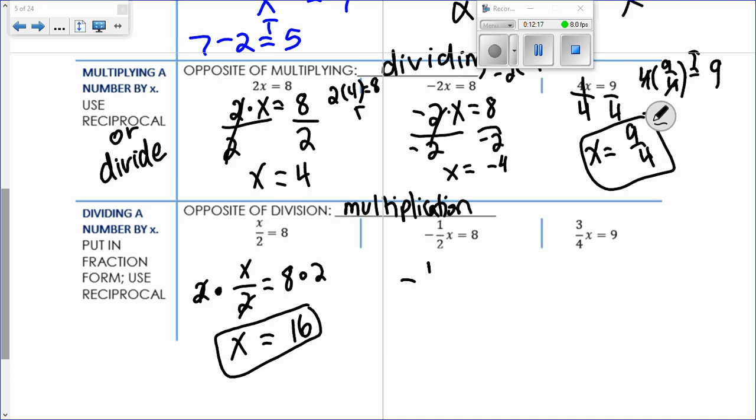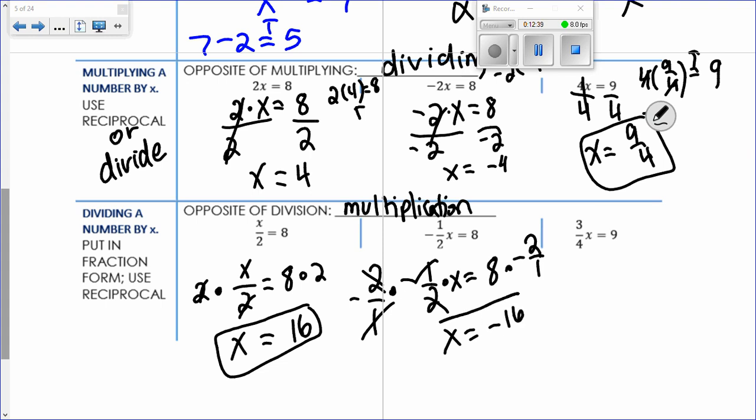For the next one, negative 1/2 times x equals 8. You're multiplying by the reciprocal. So negative 2 over 1 on both sides. Multiply. 2's canceled, 1's canceled, negatives cancel out, and I'm left with x equals negative 16. Final answer.